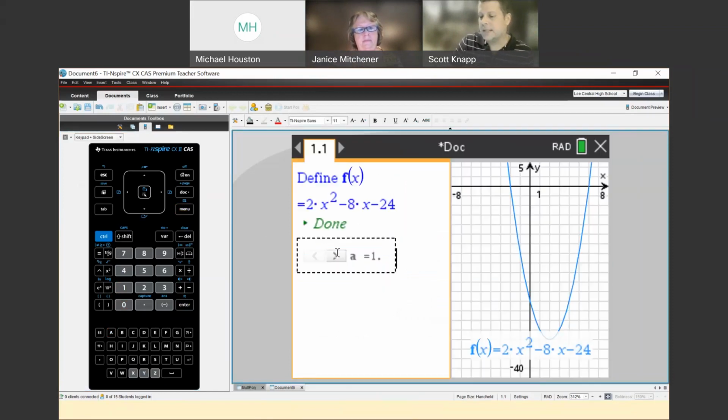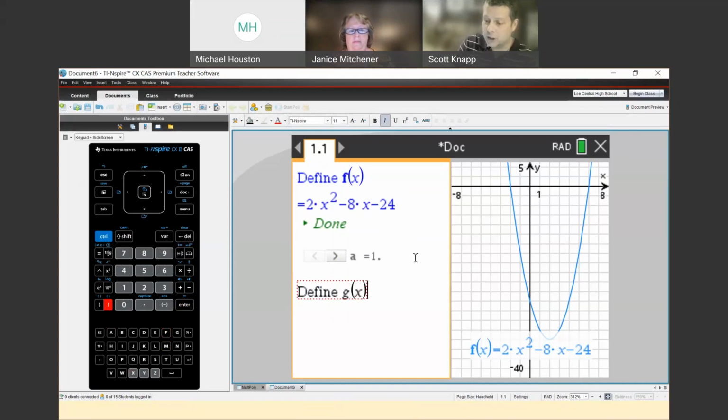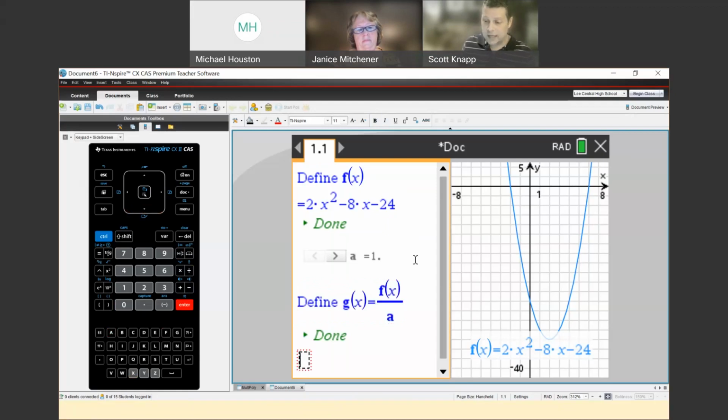And right now, if I press that slider, not much is happening because it's not attached to anything. Okay. Well, in my next line, I'm going to open a math box again, and I'm going to define a second function called g of x. And I want g of x to be f of x divided by that slider value. So I like to press Control and divide so that I open up that fraction template. And then I'm going to type f of x, and I'm going to put it over a. Okay? And so right now, it's defined that as a function.